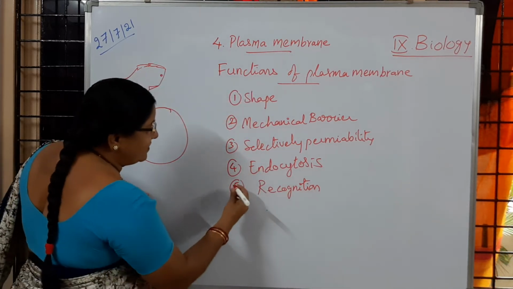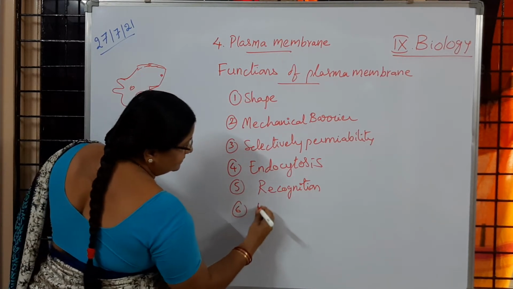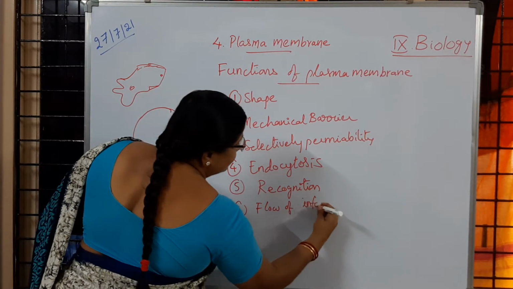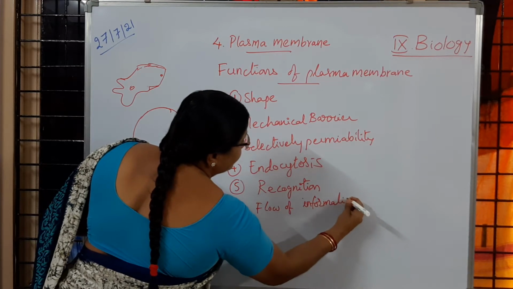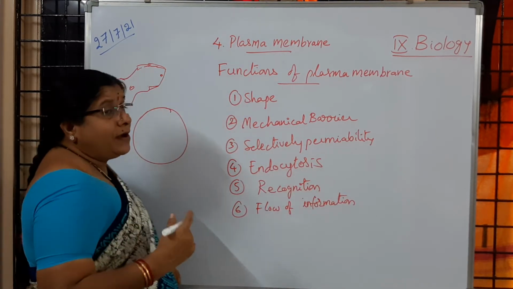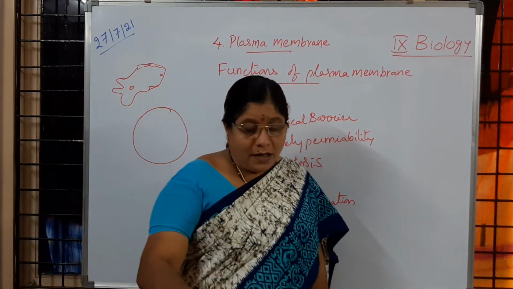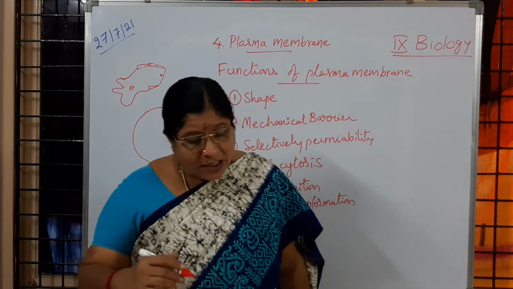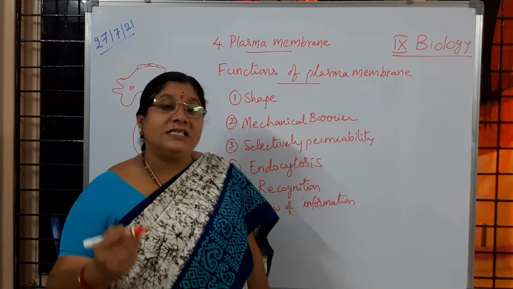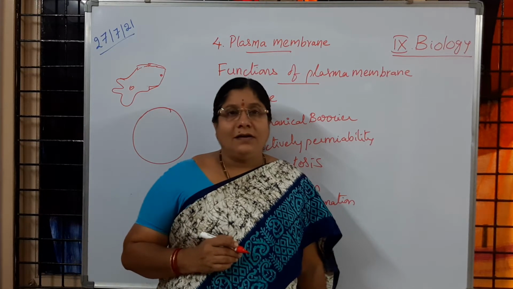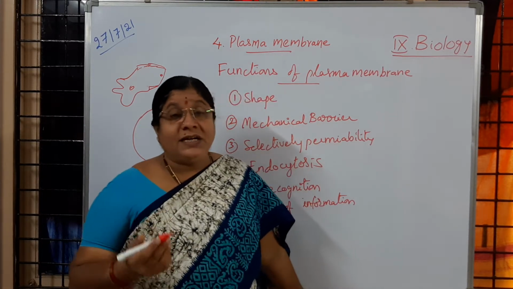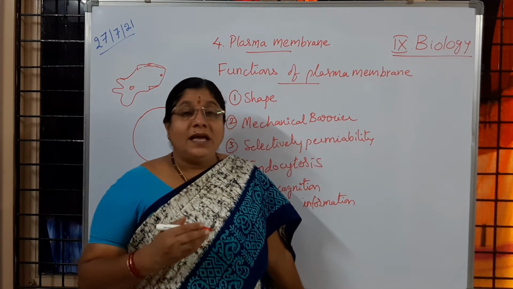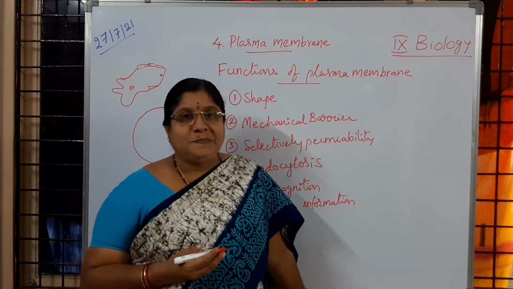Then flow of information. So what do you understand with that flow of information? You know that it provides the flow of information between different cells of the same organism. So you know that each and every part of our body, if we observe, is made up of different types of cells. Is it not?